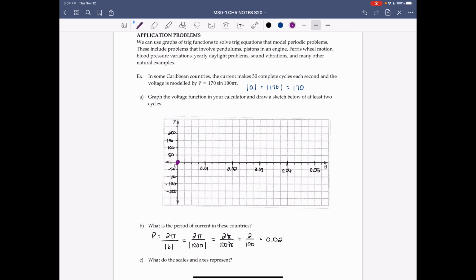Then, because the a value and b value are both positive, it's moving up as it moves to the right. So it's going the same direction as y equals sine x. We also know that the period of the function is 0.02. We just calculated that for part B, which means that when we get to 0.02, we will get back to an x-intercept and then start our cycle again.